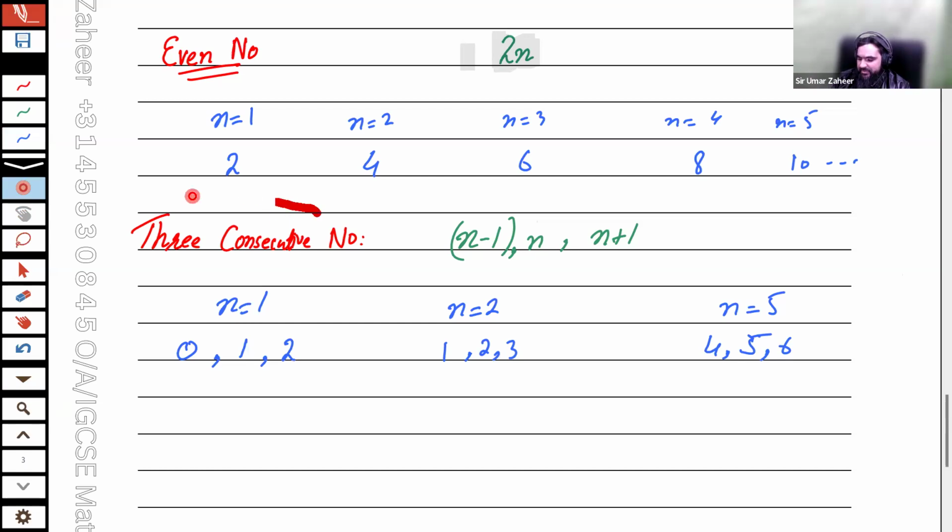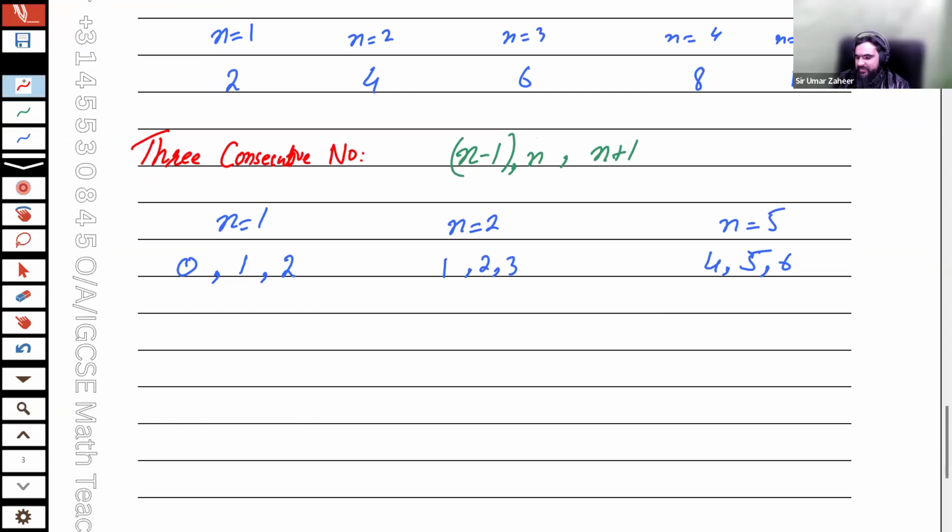So always remember, if the question uses the words 3 consecutive numbers, this is the notation that you have to use: n minus 1, n, n plus 1. Sometimes we have to use n plus 1, n plus 2, but this is the recommended one. Yes, everyone, it is clear? It is for 3 consecutive numbers. Any question till here? No, sir.